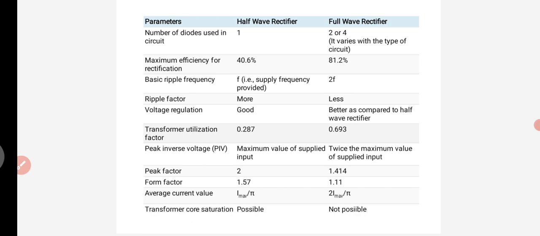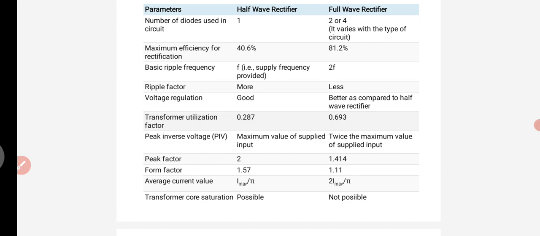Next parameter here is maximum efficiency for rectification. That means how much of a signal will be converted into DC. That will be equal to the maximum efficiency. So the maximum efficiency for the half wave rectifier is 40.6%. In case of full wave rectifier, it will be equal to 81.2 percentage.